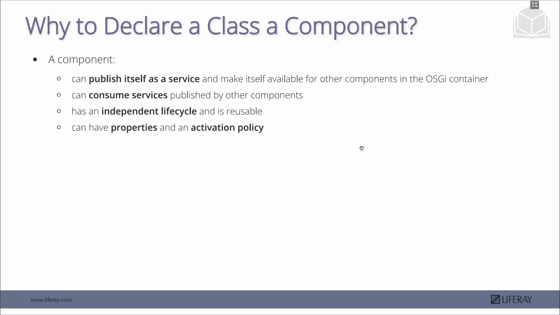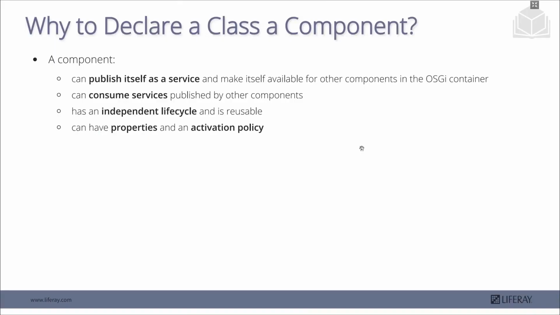So why components in the first place? What are some of the features of components? First off, a component can publish itself as a service. Generally speaking, you can think of components as services, and most of the time you're going to be right. But again, we're talking about them separately, so we'll try to make a distinction there. Components will register themselves, or they can be services within the OSGI container. Components can also consume or call other services as well.